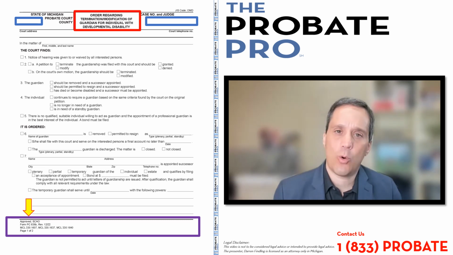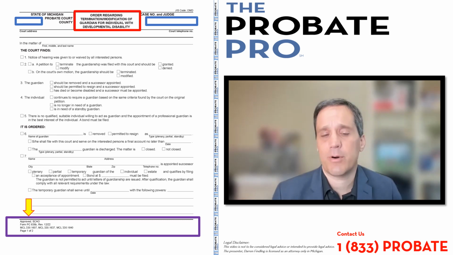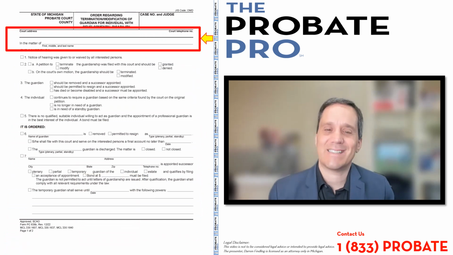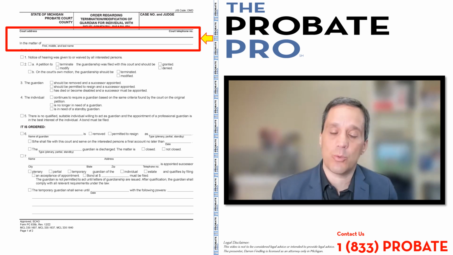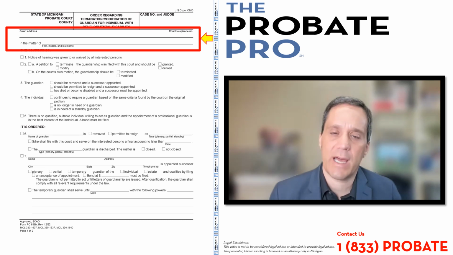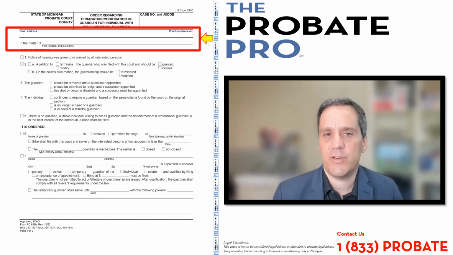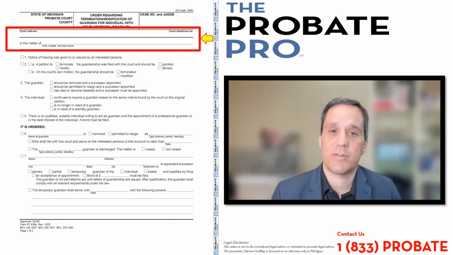In the top left corner, there is a space for the county. In the top right corner is a space for the case number and the judge. The top part identifies the court address, and then "in the matter of" is the estate name. So this would be the individual that the court is making a ruling on relating to the modification or termination of a guardianship for an individual having a developmental disability in need of a guardian.